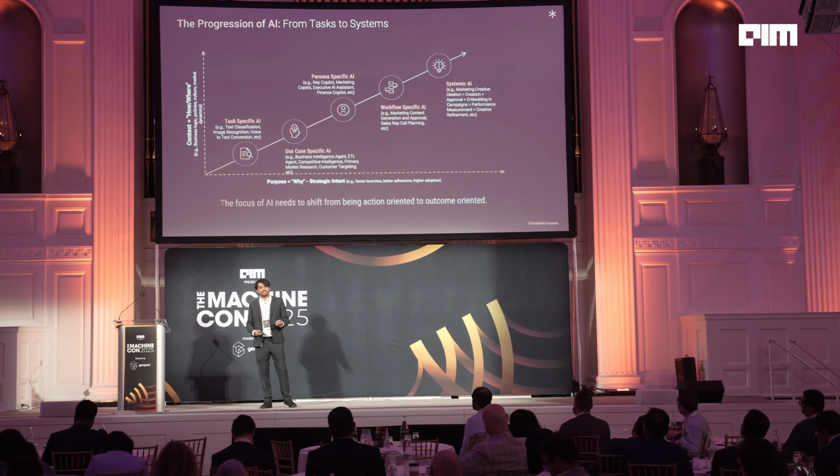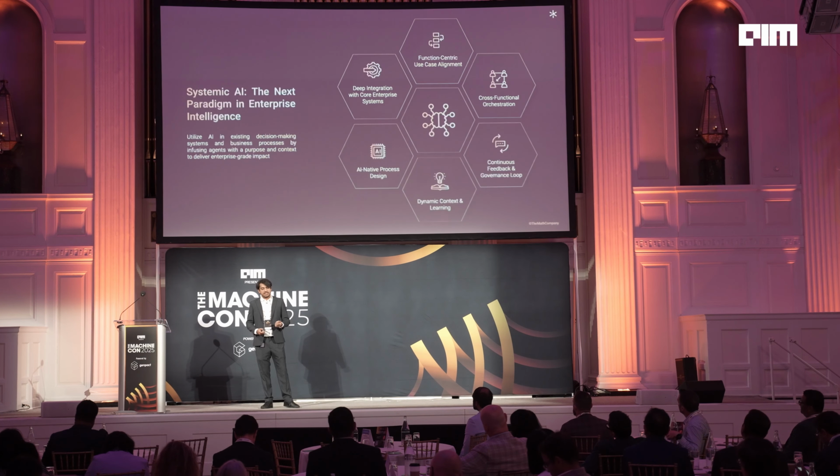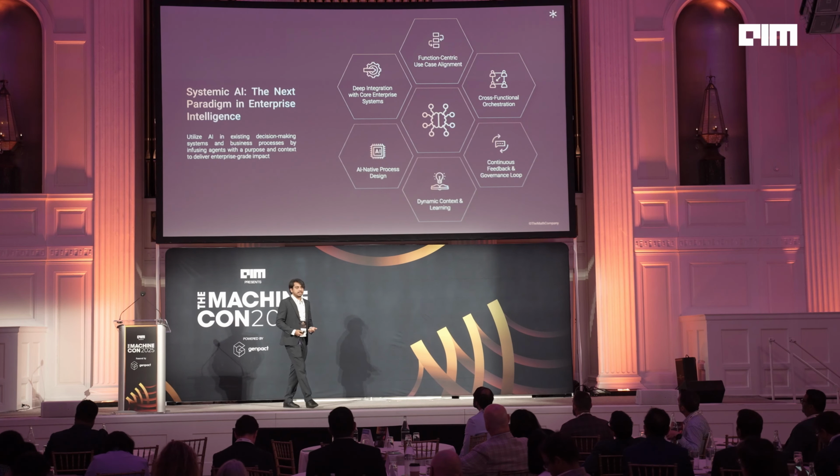So what we are talking about here is basically how do we infuse agentic AI with the right purpose, with the right context to actually make a difference to the system that you're trying to run, and hence the word systemic AI. What we feel is that instead of talking more about the agents, let's talk more about the purpose. Let's talk more about what system you're trying to solve this for.